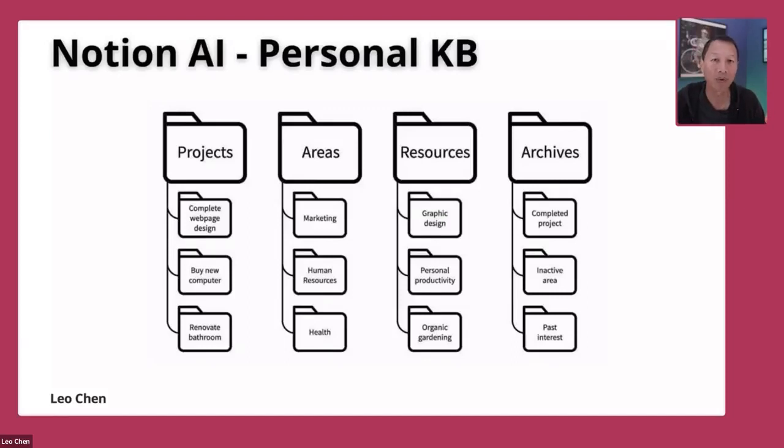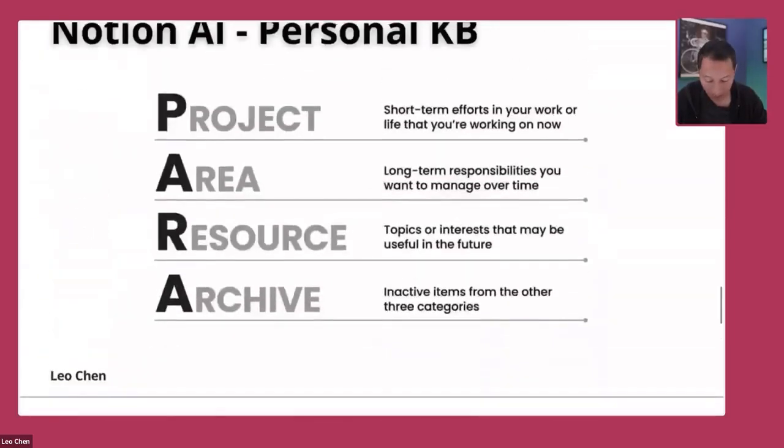For my personal health, that would be an area that we keep track of. The resources could be graphics that you need to store, maybe logos and things like that. How do I do personal productivity? Documents and things like that are resources that I keep going back to and are reusable. And then archives are just anything that I don't need to use anymore: completed tasks, things that are inactive or not of interest anymore. So that's how we organize this PARA system.